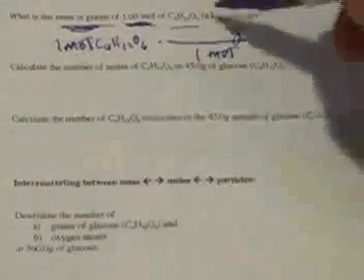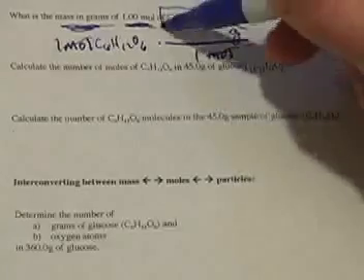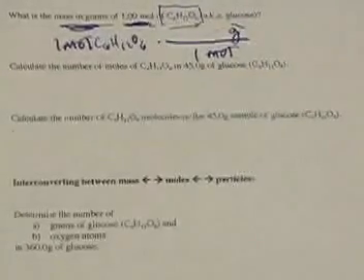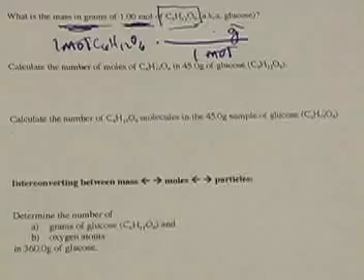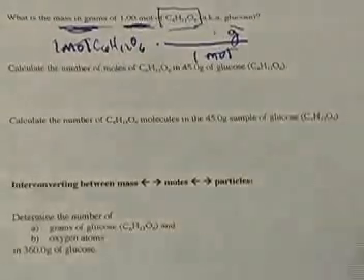Now, where do I find out the number of grams in a mole of C6H12O6? Well, I find that out from the periodic table. And this is why it's important to be able to add up what's called the molar mass or molecular weight of something.